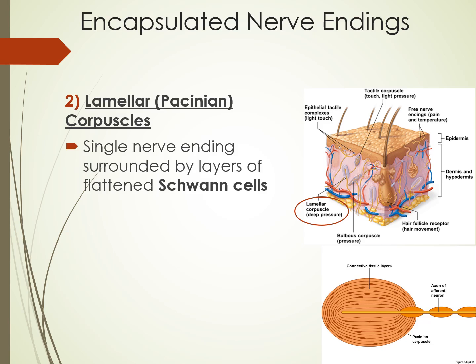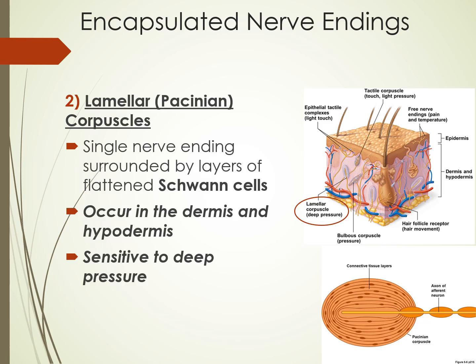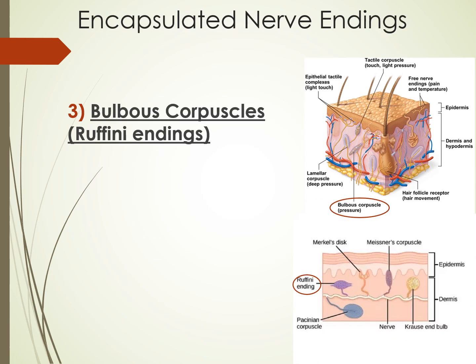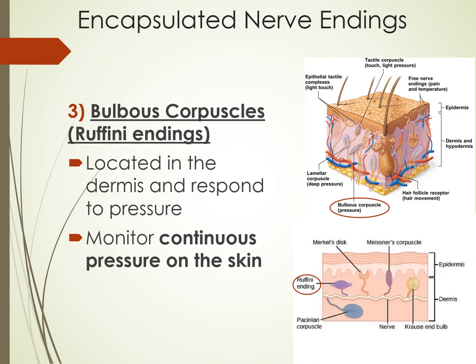So we've seen lamellar corpuscles as well before. These guys are also wrapped by Schwann cells, but they're more like a flattened layering of Schwann cells. So it just looks a little bit different. And they're deeper in the skin, in the dermis and hypodermis. And therefore they're sensitive to the deep pressure, not the light pressure like our tactile corpuscles and those Merkel discs.